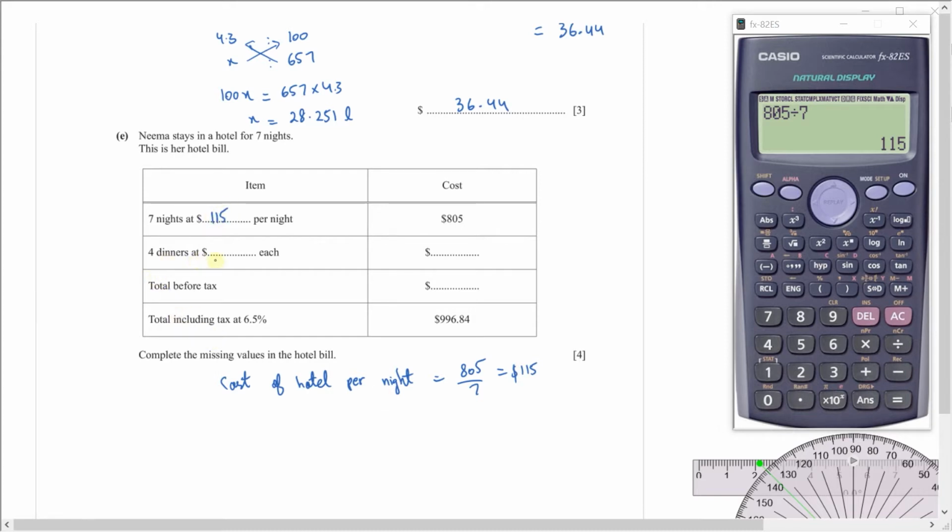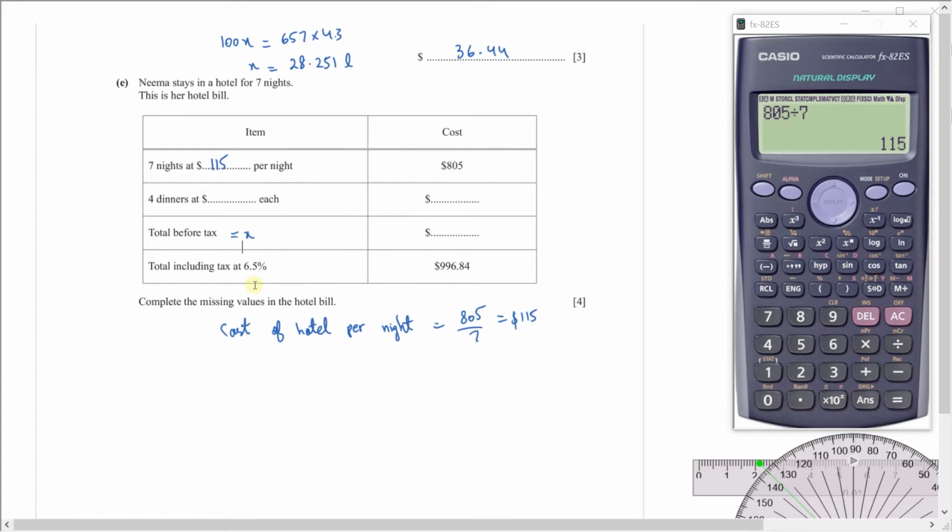Then 4 dinners. So each dinner the price is missing and the total cost is missing as well. So we cannot find these values yet. Total before tax is unknown, but total including tax is 6.5%. So let's call this total before tax equals to X dollars. So if this is X, then your tax will be 6.5% of X, because you add 6.5% tax to this amount before tax to get the total including tax.